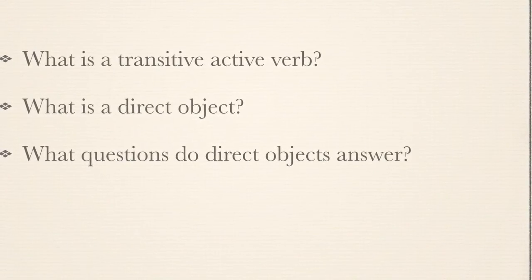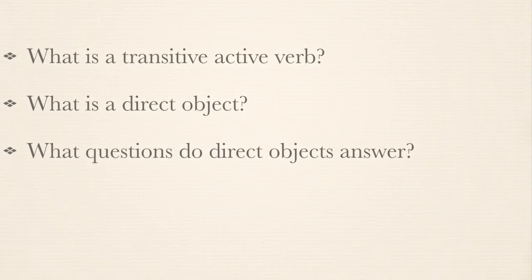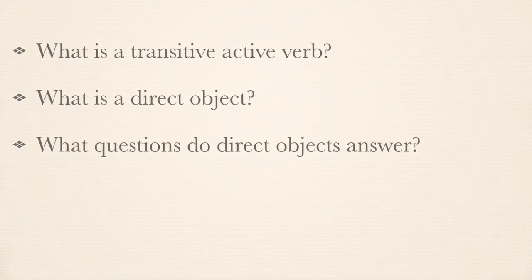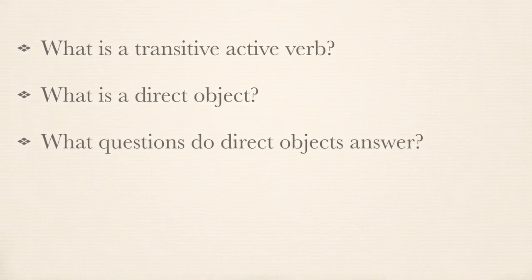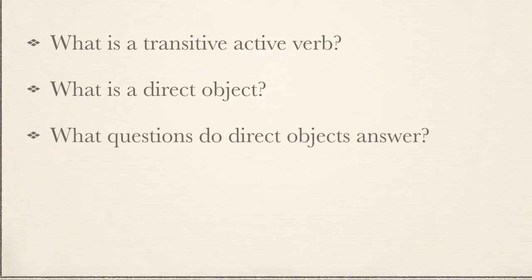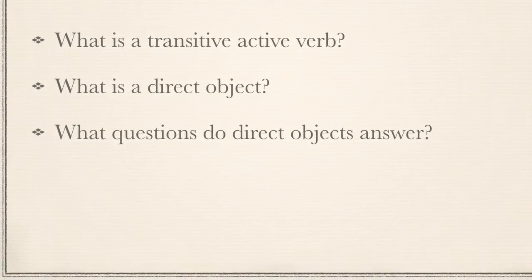Make sure you understand what a transitive active verb is. Next, you're going to want to know what a direct object is. And last but not least, you're going to want to make sure you understand what questions a direct object answers in a sentence. Alright, so let's get started.